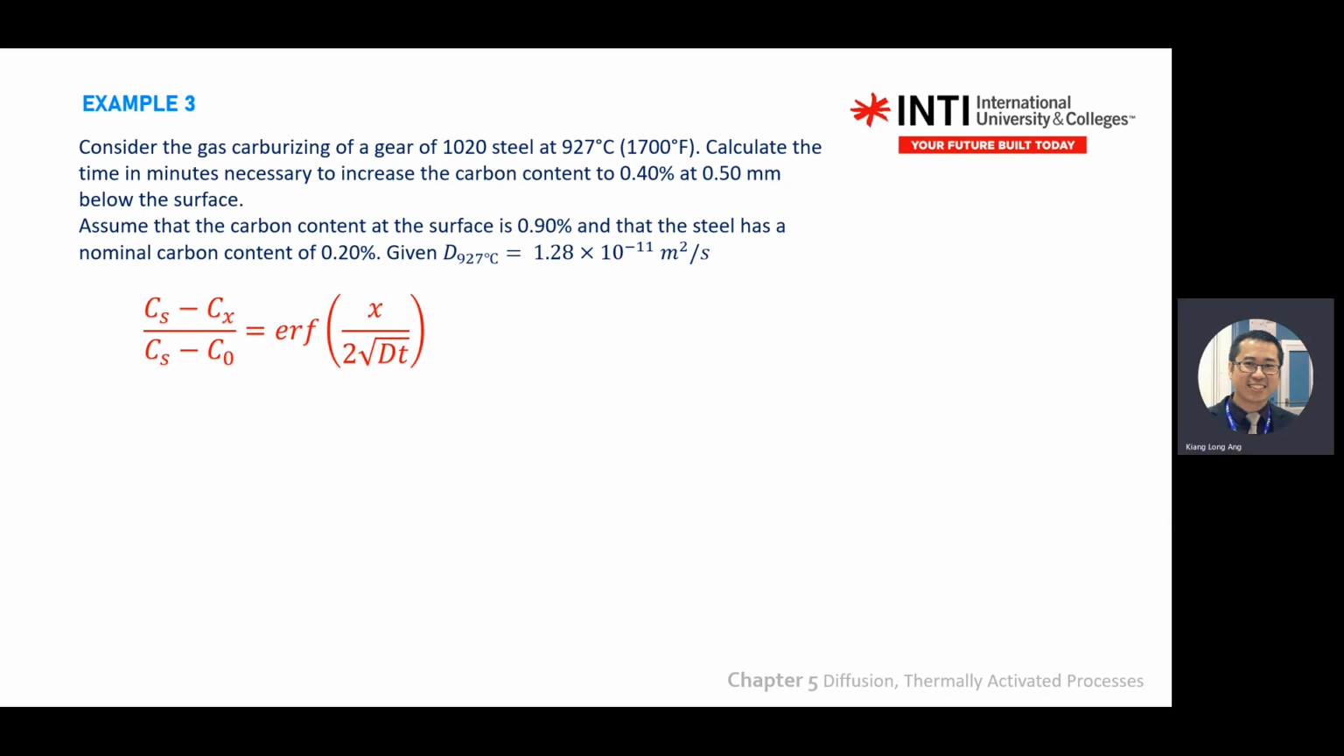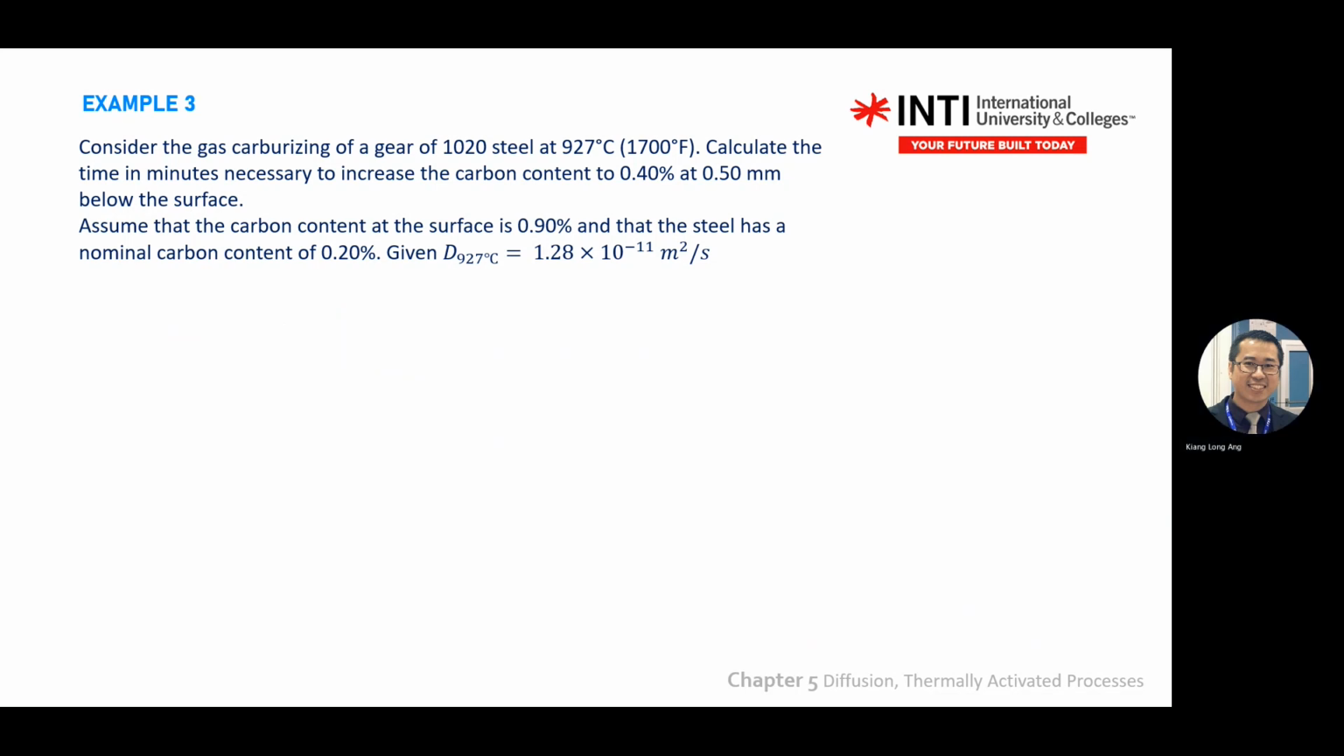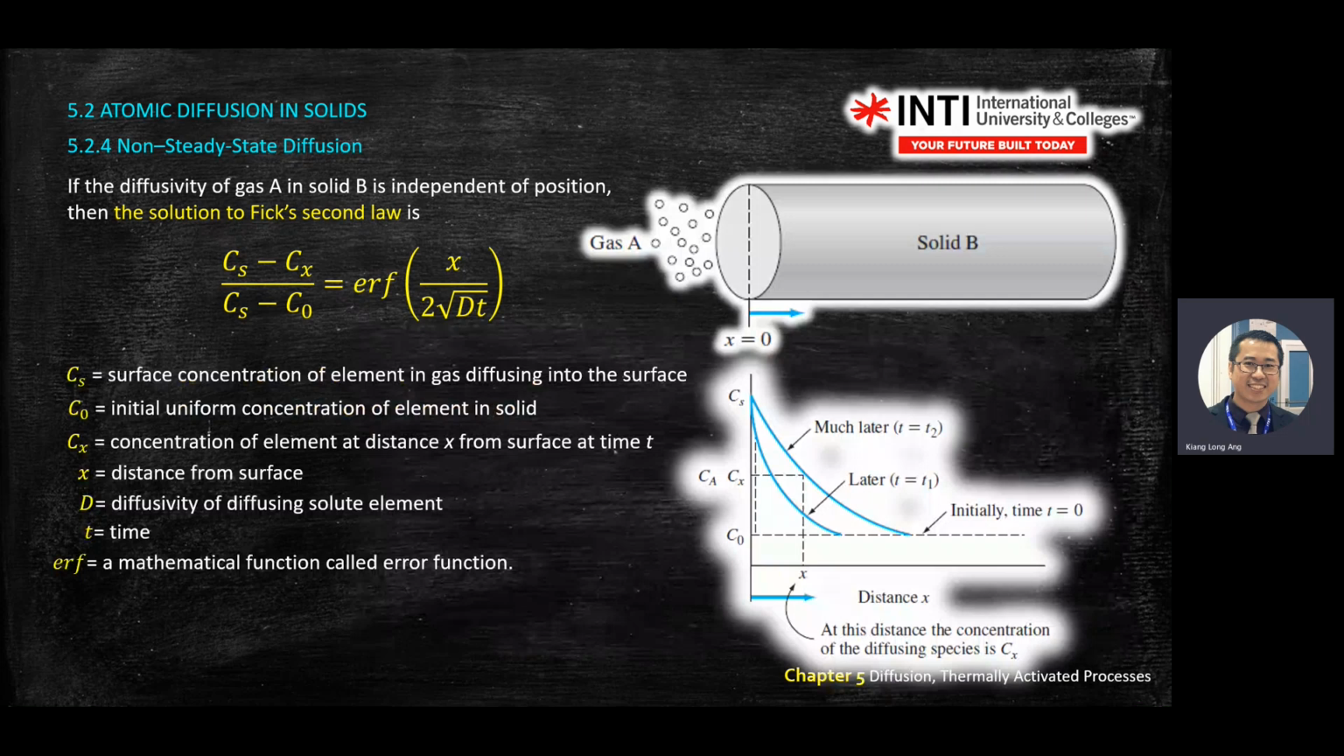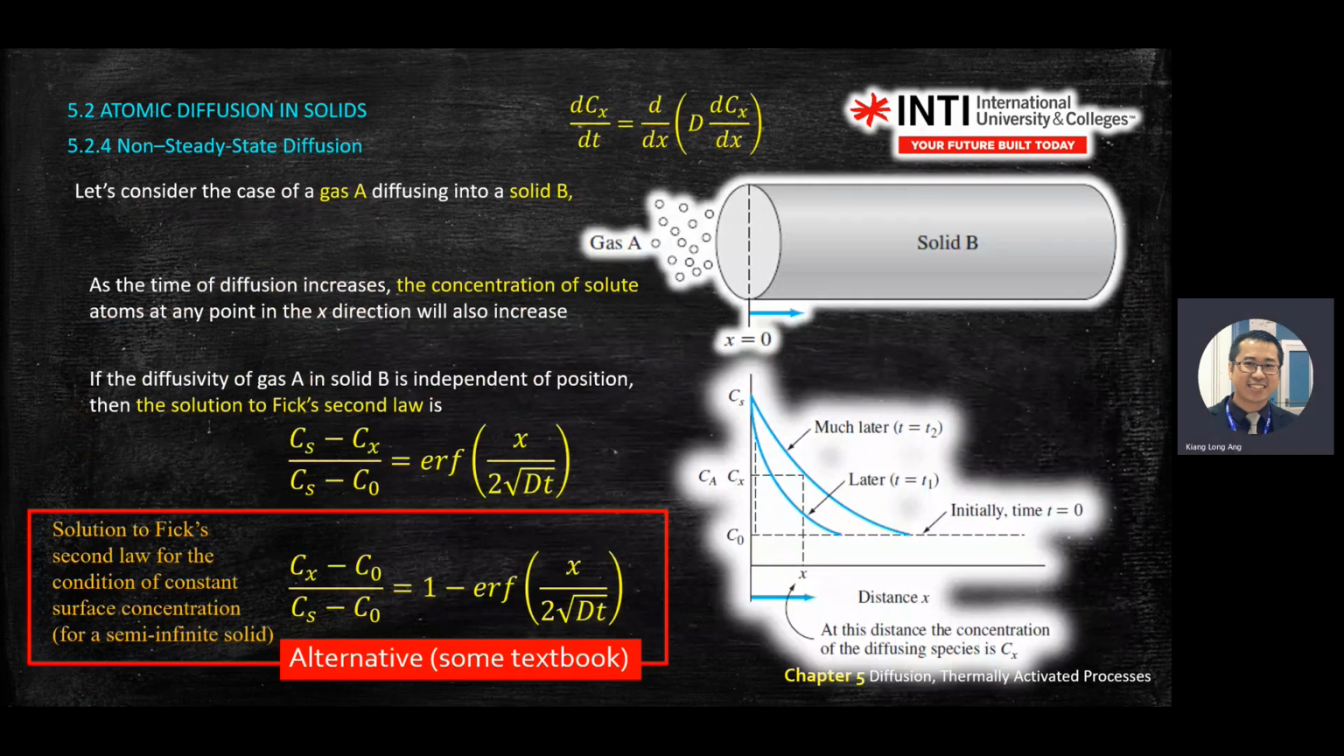So (Cs minus Cx) over (Cs minus C0) equals 1 minus erf. Again, there are two forms of equation you can use. Some use 1 minus something. You can use the top one or the bottom one. You will still get the same answer.